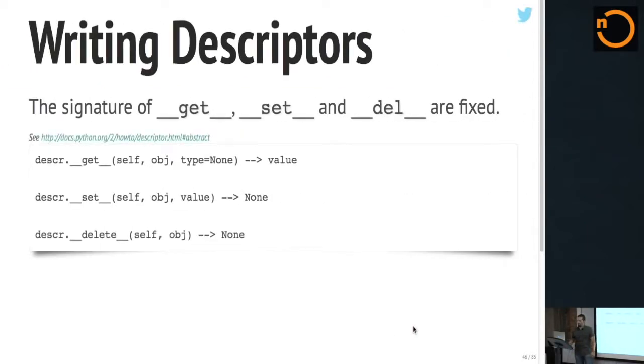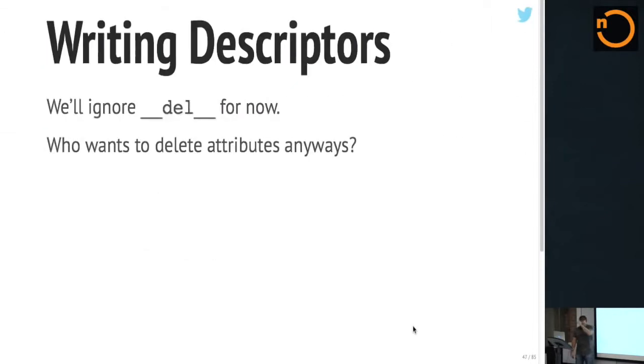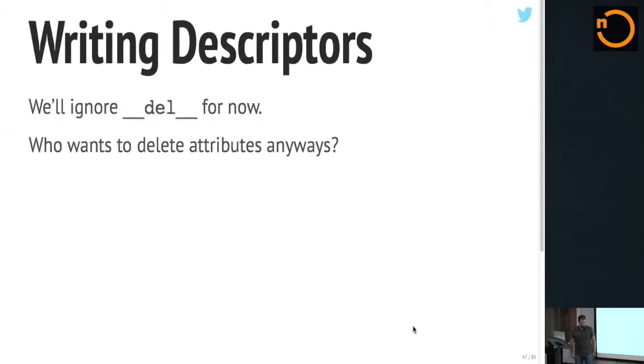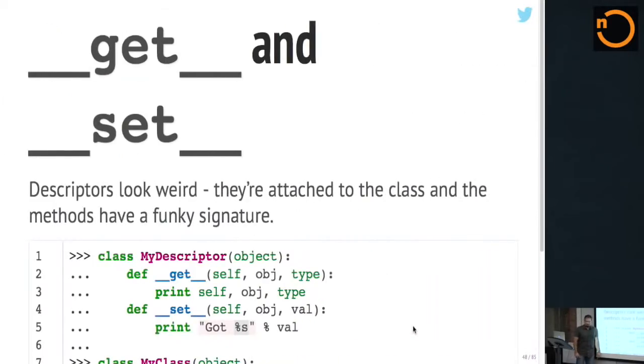Descriptors. So there's this __get__, __set__, __delete__ method. Their signatures are fixed, and I want to look at what it means to write these 3 methods. Some common patterns of implementation besides just what the signature looks like. And I'm going to just punt on __delete__, because who wants to delete an attribute anyways? So I'll just do get and set, if you don't mind. Okay, so get and set.